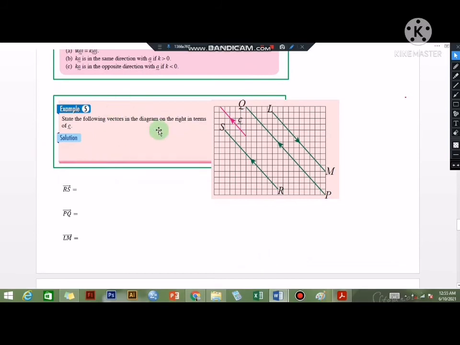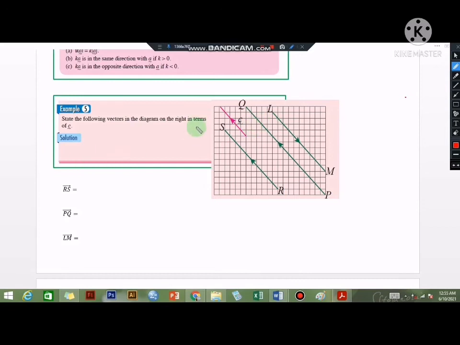Let's look at example 5. State the following vectors in the diagram on the right in terms of C. This is the vector C given to you. So you need to state what is the vector for vector RS, vector PQ, and vector LM. Let's look at them one by one based on the vector given to you, which is vector C.